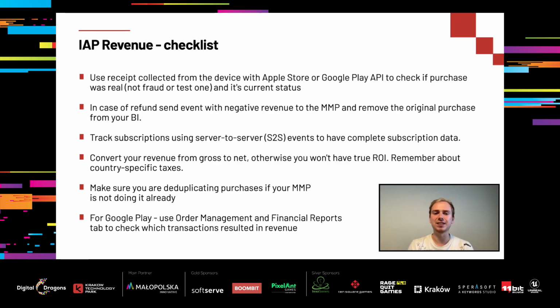I have prepared a checklist for tracking in-app revenue. Thanks to Google Play and App Store APIs, we can fight with the discrepancies quite effectively due to server-to-server notifications. Your server can get notifications about every change, charge, refund, and subscription renewal. If you include receipts in the events sent from the device, you can perform matching with the data from the APIs. In case of refund, you can send an event with negative value to MMP and remove the original purchase from the BI. Notifications are necessary to track subscription renewals, as revenue from them is coming even if user is inactive.